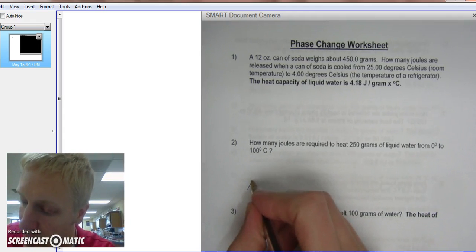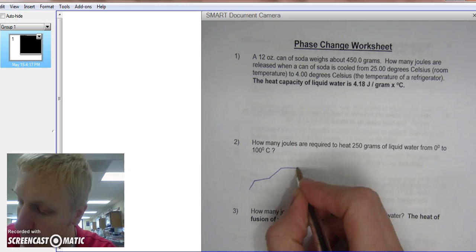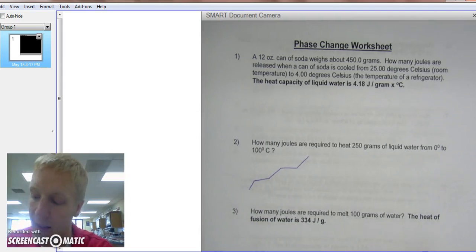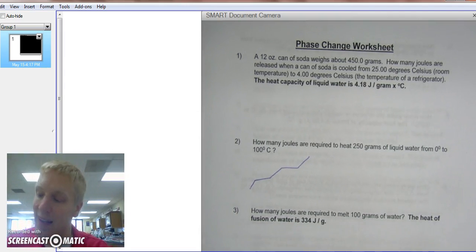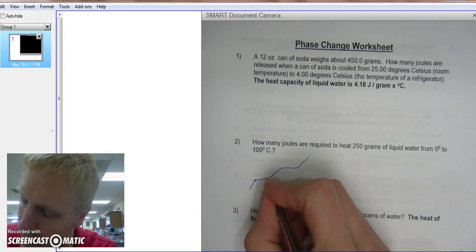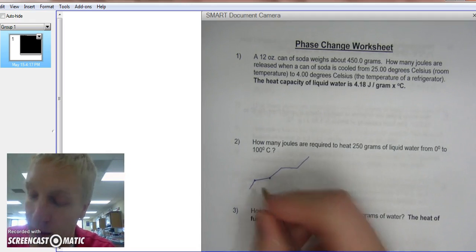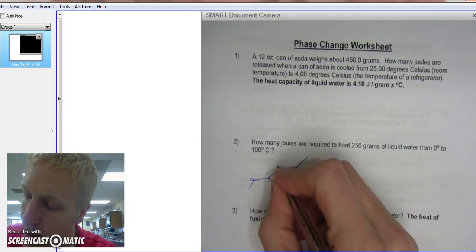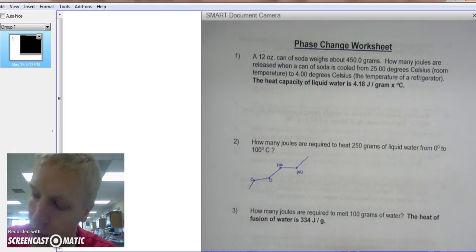So I always draw a little heating cooling curve. This is my solid, melting point, liquid, boiling point, gas. And I'm going from 0 to 100. And we're just dealing with water because we know right off the bat that 0 degrees Celsius is the freezing point of water and 100 degrees Celsius is the boiling point of water. If you're given a different molecule, you'll be given the boiling and freezing point. But for the test in this class, you're going to be dealing with water, and your freezing point is always 0 and your boiling point is always 100 for water.